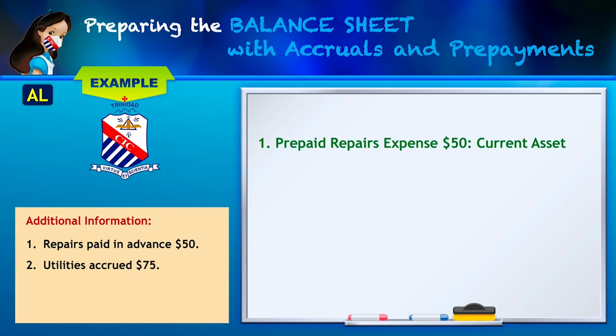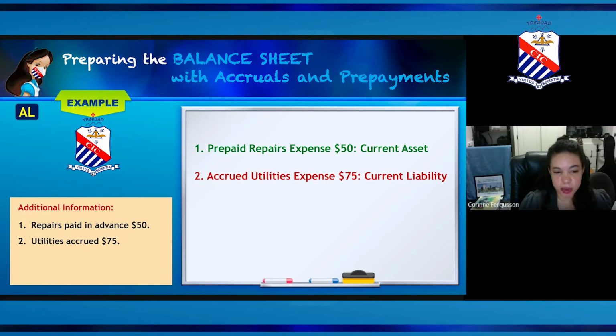For number 2, it's utilities, which is an expense. It's accrued of $75. So that would mean an accrued expense, and more specifically, you will call it accrued utilities. Because it's an accrued expense, accrued utilities is a current liability of $75.